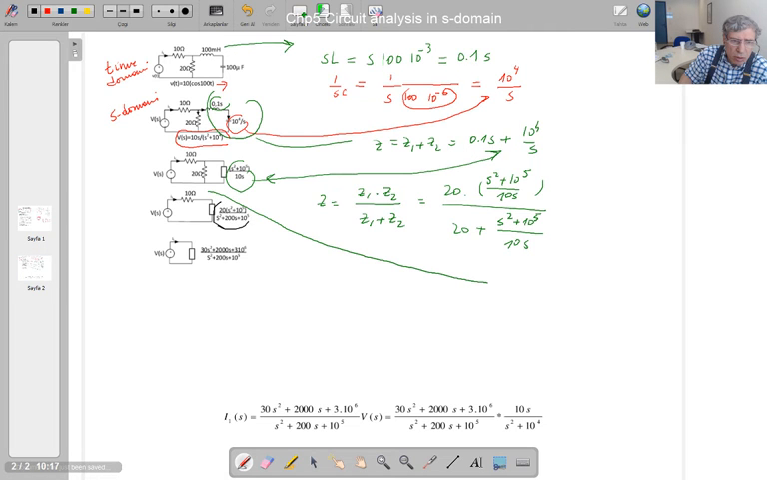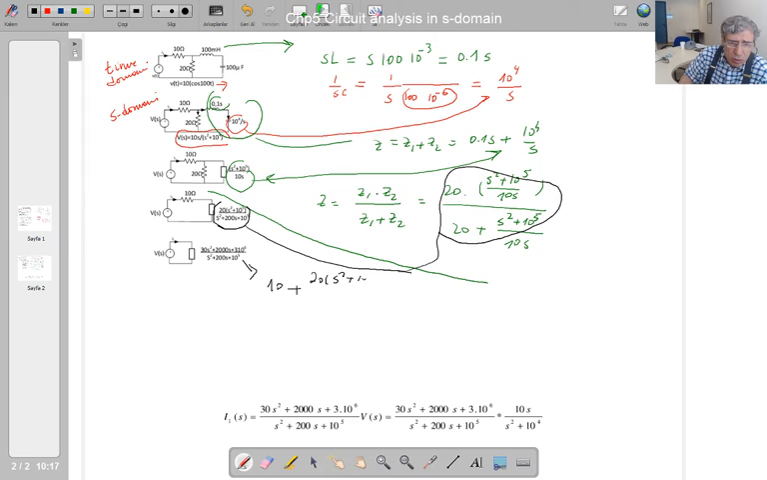So this impedance is going to be the conclusion of this. You do it by hand, so you've got to do a bit of calculation here. The resulting calculation is this. So these two are connected in serial, so this one is 10 plus this, isn't it? 20 times s squared 10 to the power 5 over s squared 200s 10 to the power 5.